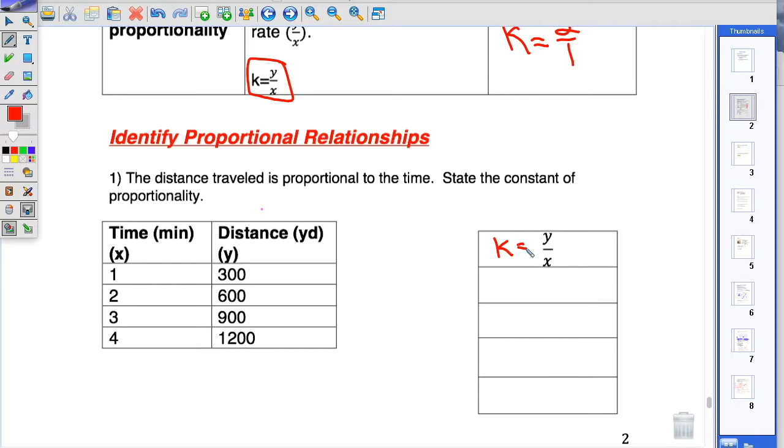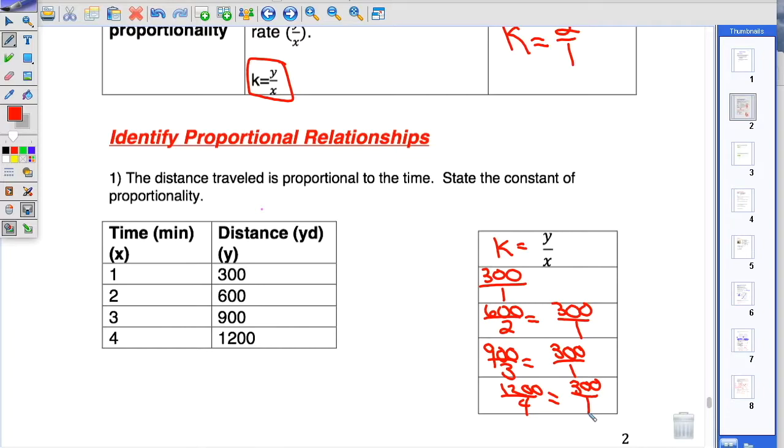So we take our y value, which would be 300 over 1, which is simplified. That's also your unit rate, 300 over 1. Now we go to our second minute, which gives us our distance of 600 over 2, and if we simplify it, 300 over 1. Then we have 900 over 3, which simplifies down to 300 over 1, and 1200 over 4, which gives us 300 over 1.